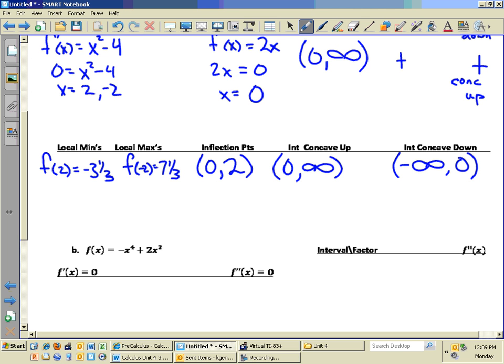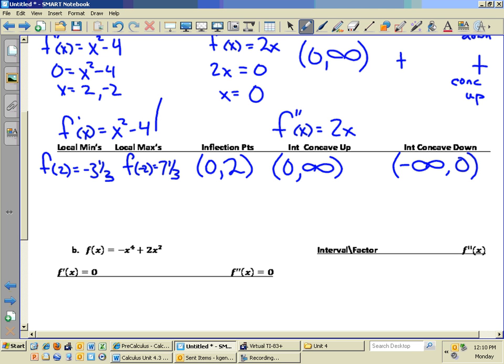Please write this down above here. I didn't make note of this. I think that this will help you, okay? F prime of x is equal to x squared minus 4, and write down f double prime of x equals 2x. Just right above there, I just wrote the derivatives.